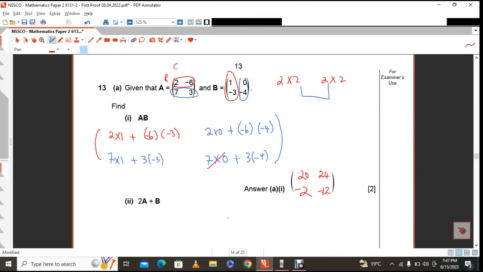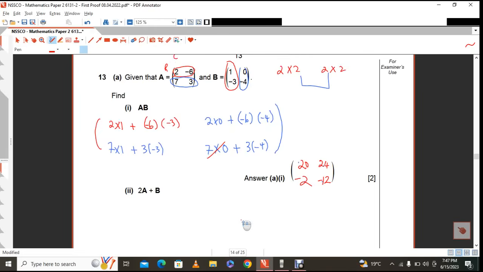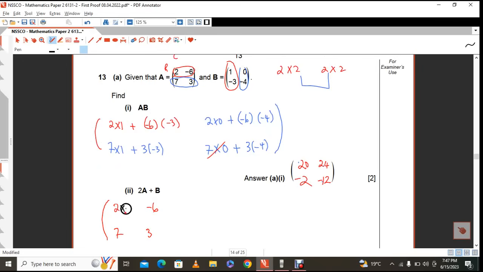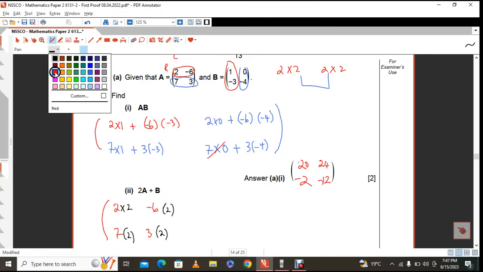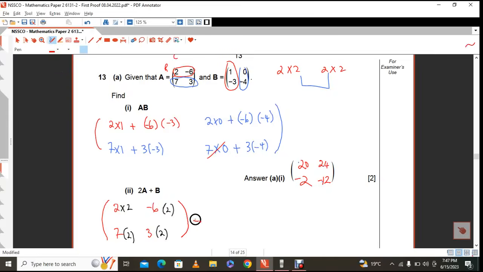So, of course, these ones are not that problematic. You just say twice whatever you have from matrix A, so every element in matrix A. Matrix A has got 2, negative 6, 7, and 3, and we're just going to multiply each element there by 2. So times 2, times 2, times 2, times 2. All right? And we're going to add matrix B, which is 1, 0, negative 3, negative 4.